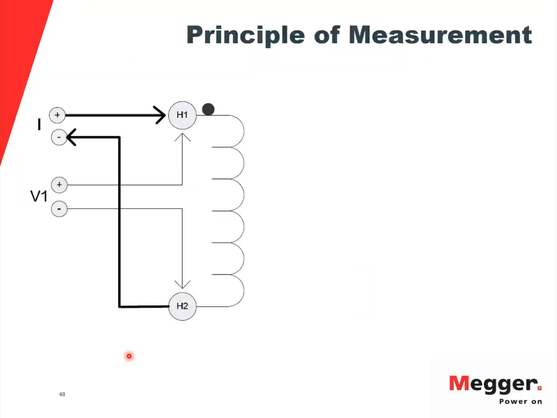So this is how it looks. You have a winding, you would apply a DC current to it, and you would measure the voltage drop across the winding. Having said that, because it's a winding, it would have a resistance and it would have inductance. And because it has inductance, the equation for voltage looks like this one.